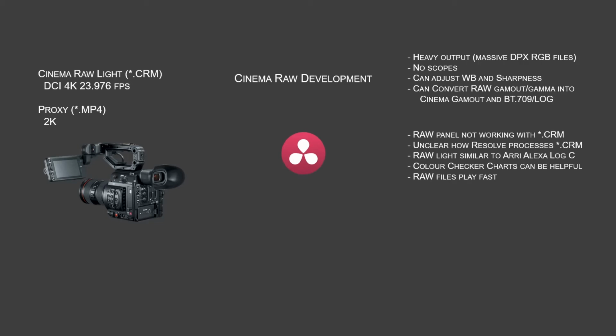On the other side, DaVinci Resolve, while it can import the RAW files, the RAW panel doesn't work with the CRM. It is unclear how Resolve processes the CRM files. The good point is that we know that probably the RAW Light files are similar to Arri Alexa Log C. One can use color checker charts to have some help with initial grading, and the RAW files play fast. We should also mention that Premiere Pro is not able to read CRM files.